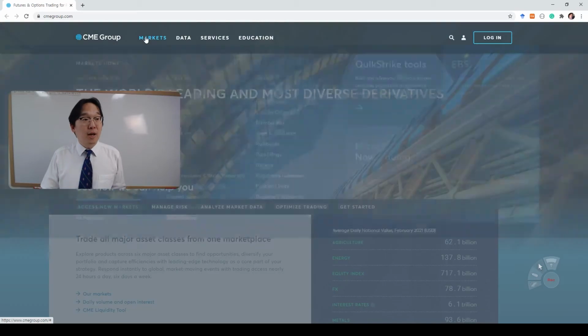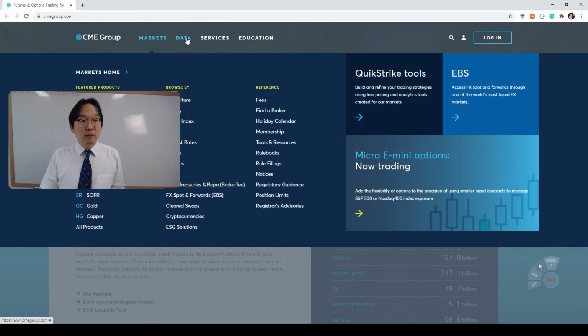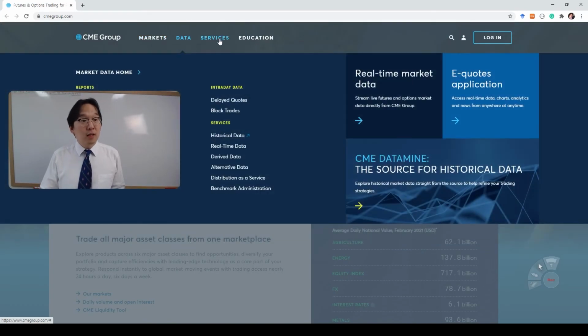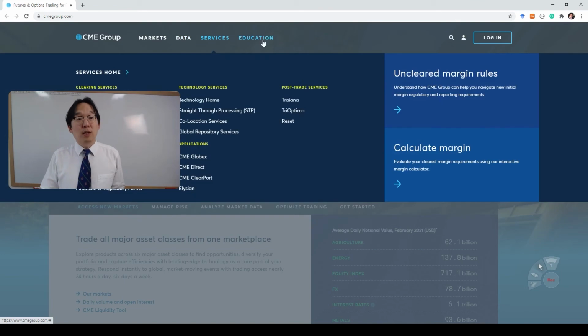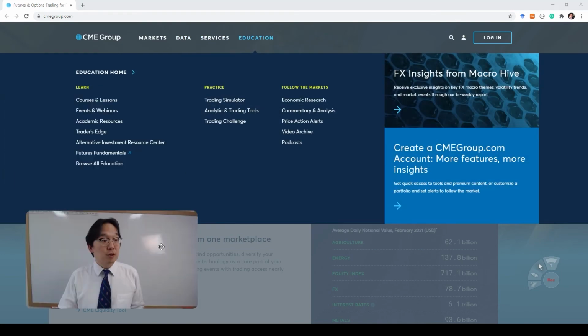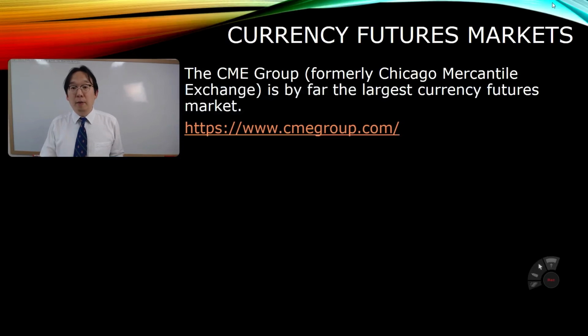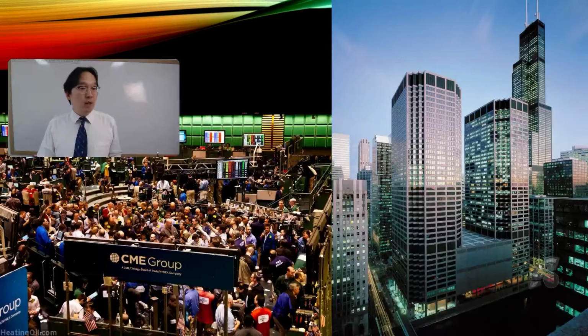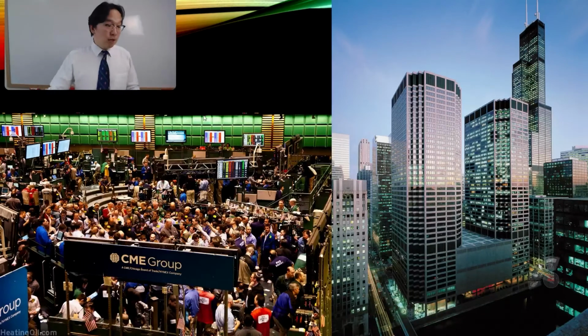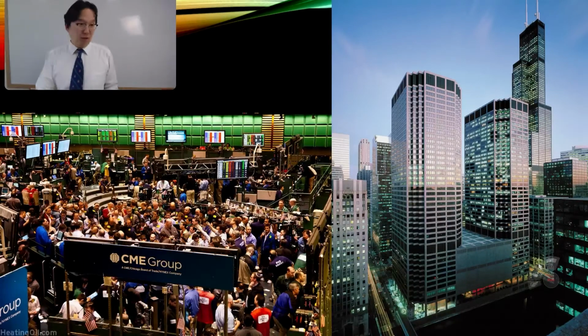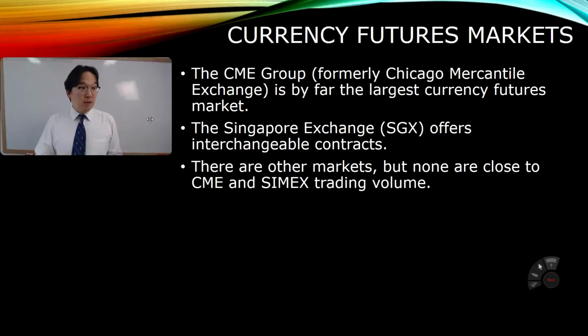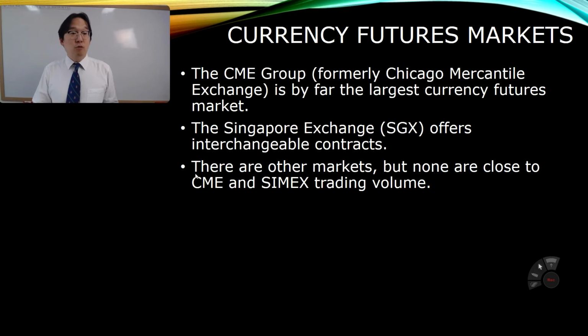Anyway, markets, and then data you can get, and services, all these kinds of things. They have some education programs over there, so you can learn a lot from there. Anyway, Chicago Mercantile Exchange or CME Group, well, it's a building over here, and the inside looks like that. Yeah, the CME Group, I told you.